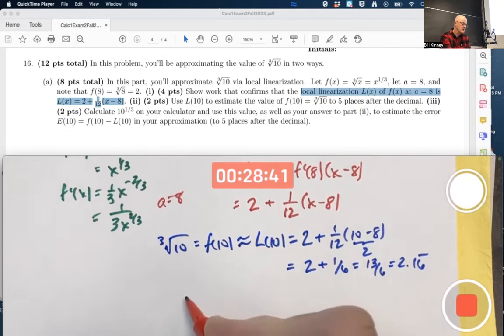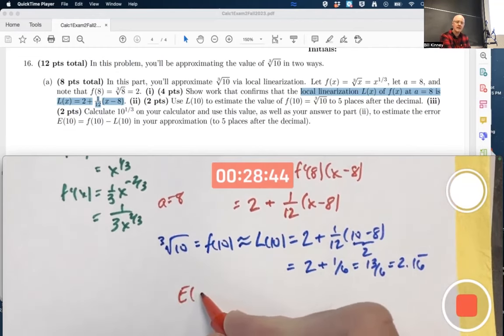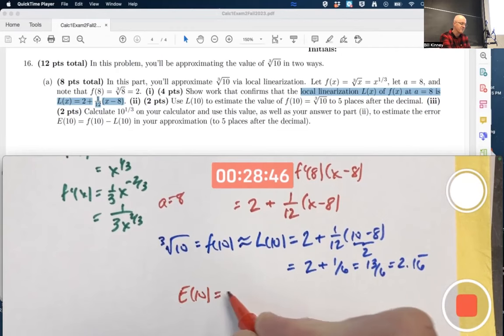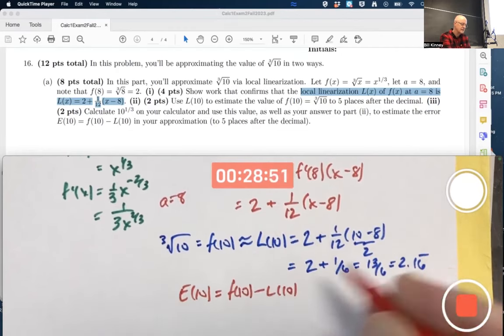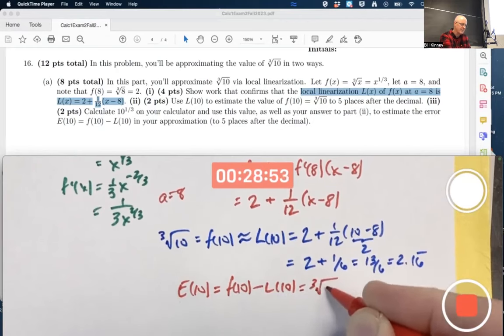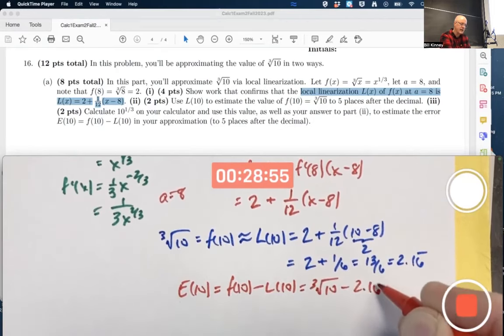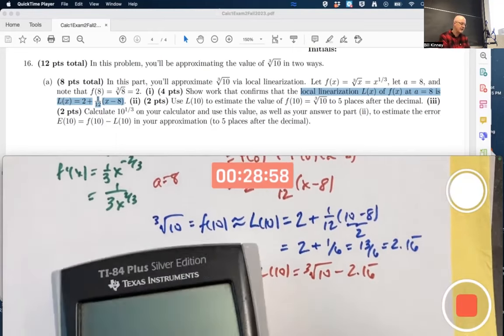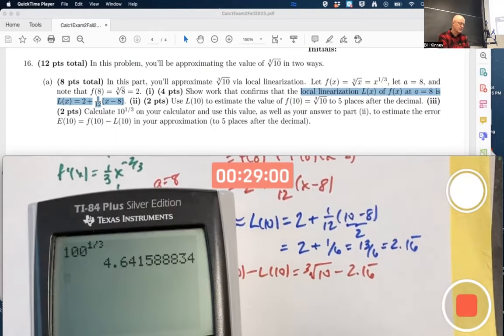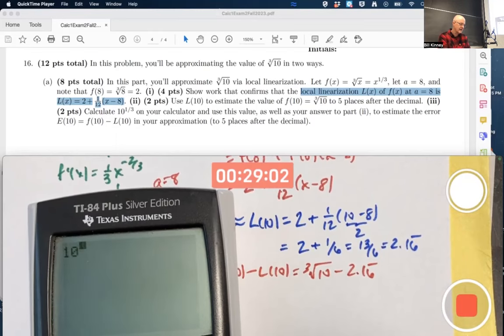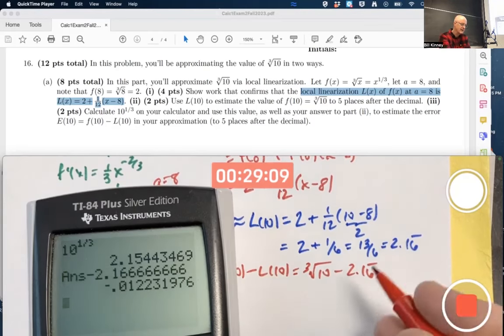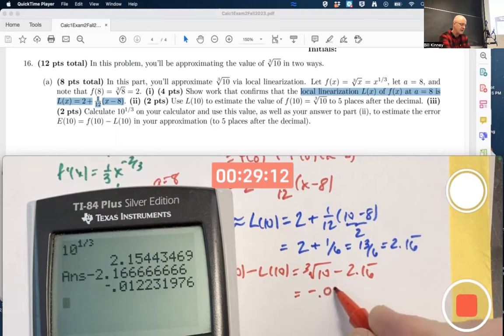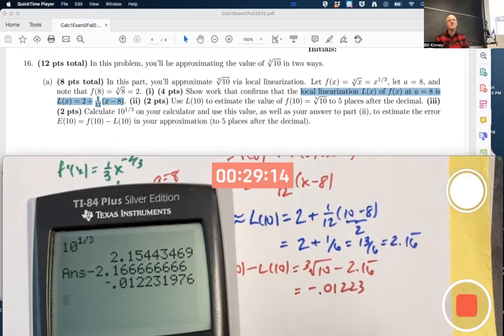For the error in the approximation, E of 10, it's the actual value minus the approximate value. So that's the actual cube root of 10 minus 2.16 repeating. This could be positive, it could be negative. The cube root of 10 is about 2.154. Subtract 2.1666666. You get a negative number. It's a negative error. You should keep track of that negative sign.